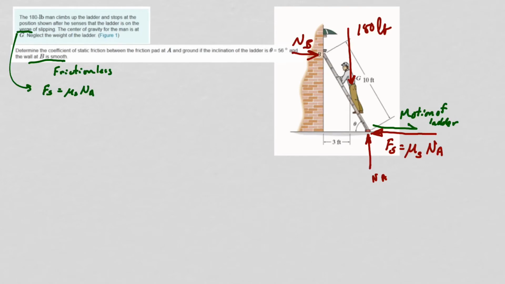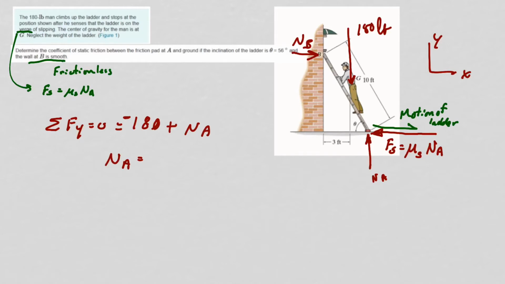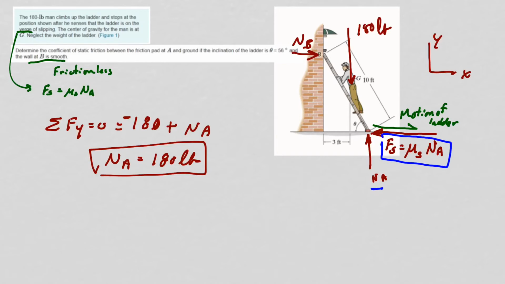We can see easily that if we sum forces in the y direction, and if we set up our coordinate system, of course, x and y, we see that we have the weight of the man, this 180 pounds, which is going down, plus we have NA, our normal force. That is equal to 180 pounds. Now that we know this, we can solve for this Fs, frictional force, and of course, we know NA. We can solve for our coefficient of friction by summing moments at B. So let's sum moments at B.